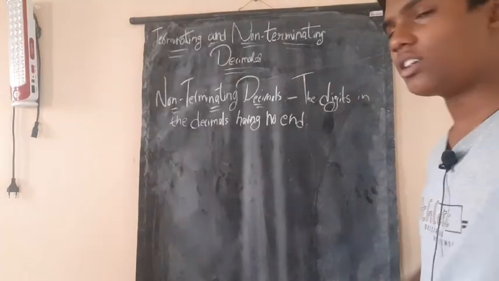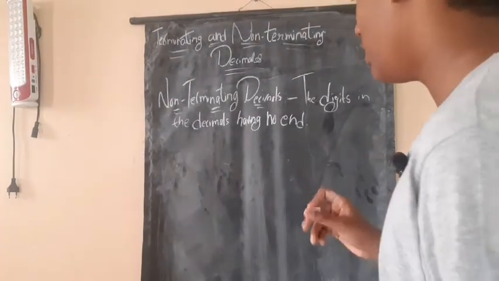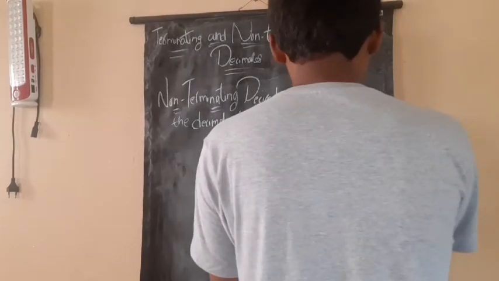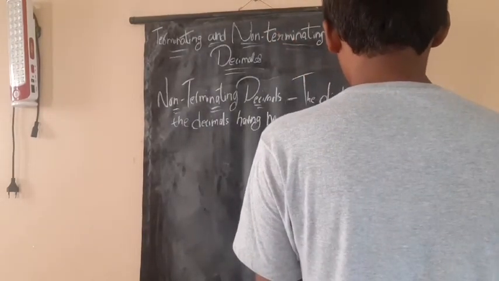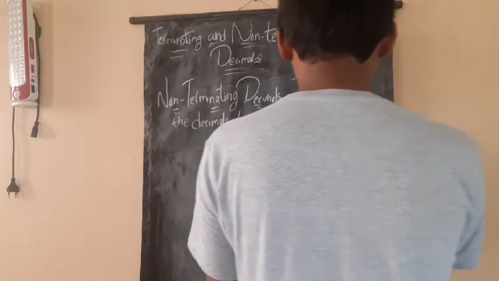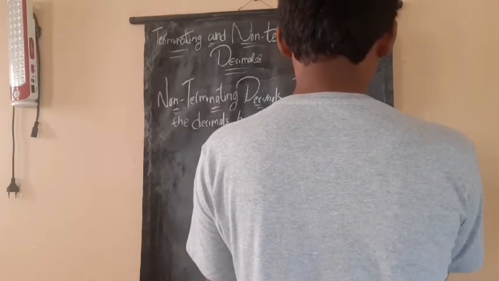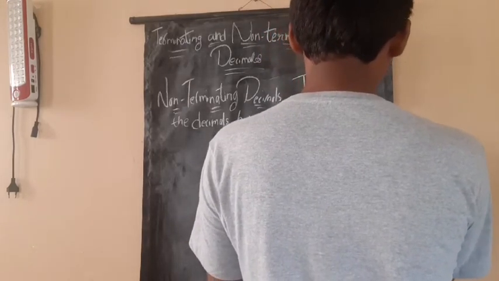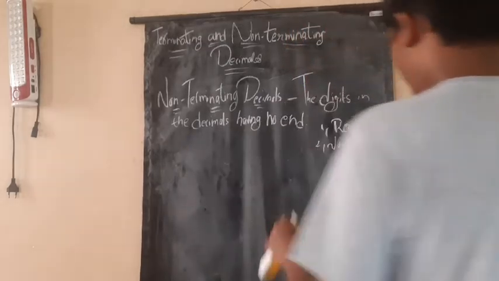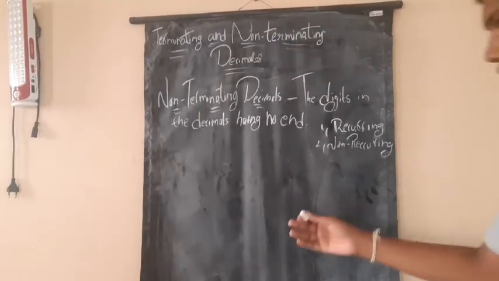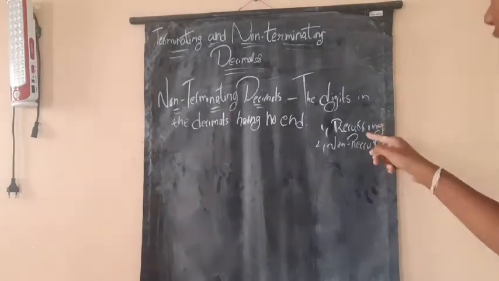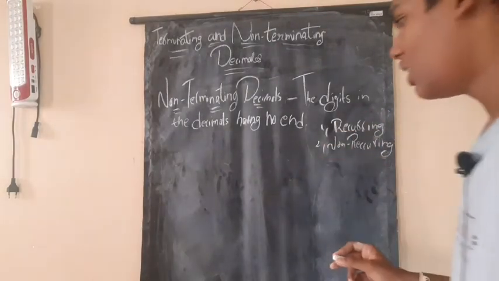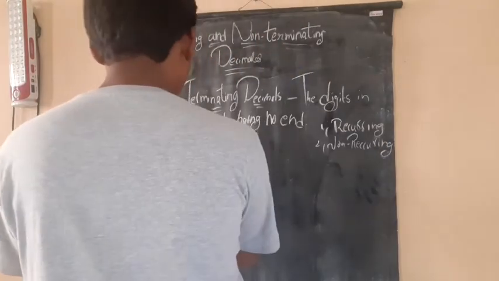In non-terminating decimals we also have recurring and non-recurring. About recurring and non-recurring we will discuss now in the examples. First of all, take an example of a recurring decimal: 2 by 3.